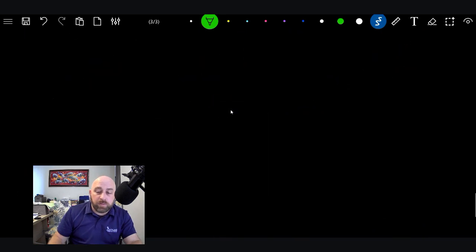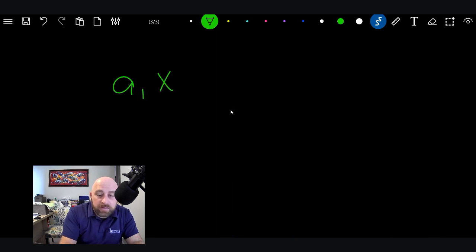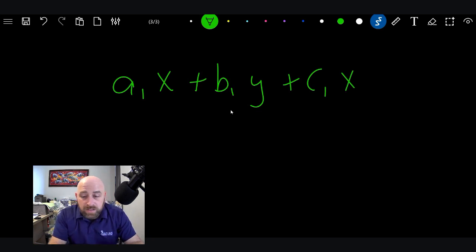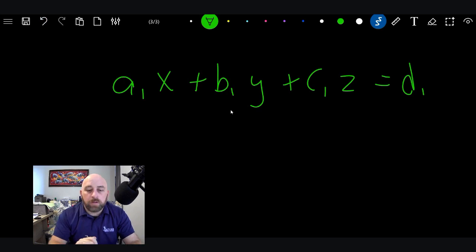So let me go down here real quick, and I'm not going to take a lot of time with this. So now this is what the new equation looks like. A1X plus B1Y plus C1, look at where that C is now. It's with the X. It's not our constant anymore. Or excuse me, it's with the Z. Equals D1. A1, B1, C1, and now D1. Notice D is now the constant.